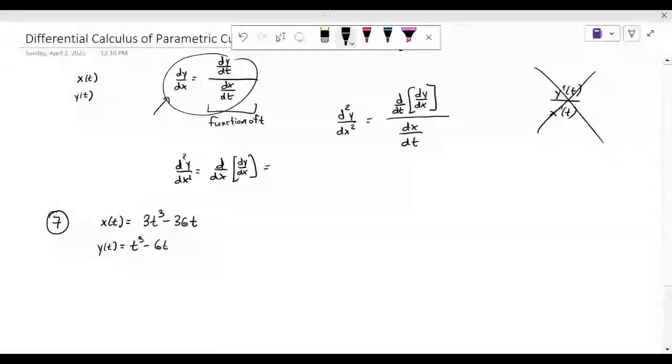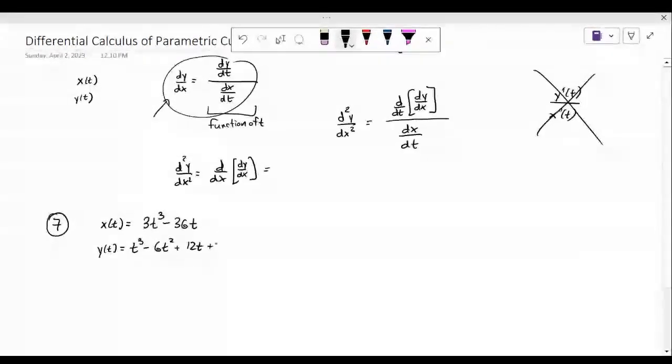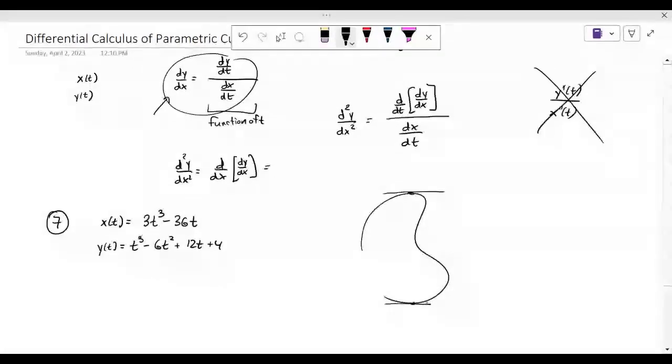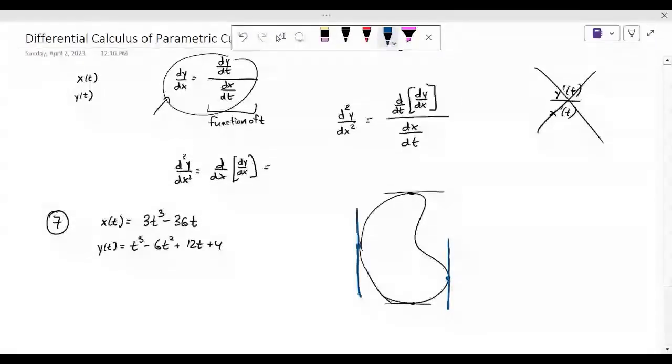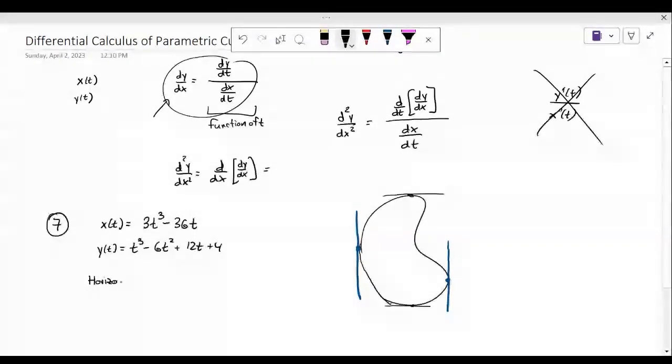And what kind of things were you asked to do with these parametric curves with differential calculus? I think you're asked to find, given a curve, you want to know where or what the horizontal tangents are, and you want to know where or what the vertical tangents are. So that's not a bad jelly bean, right? Or bean. Okay. So we want horizontal and vertical tangents.